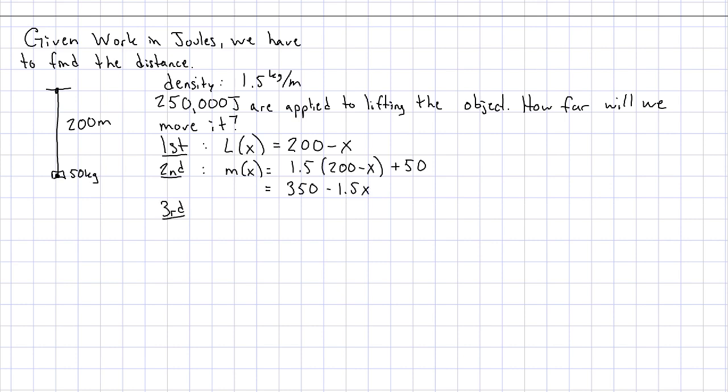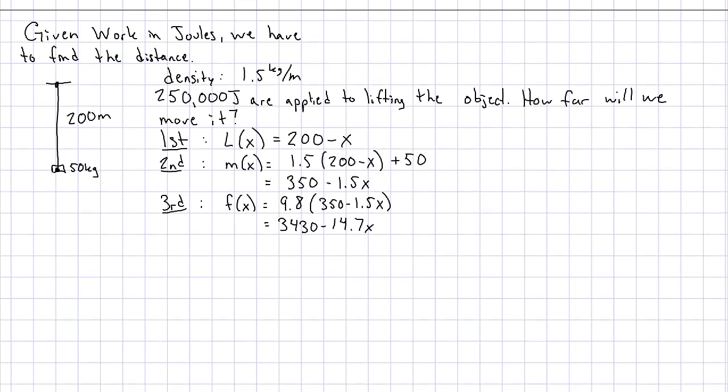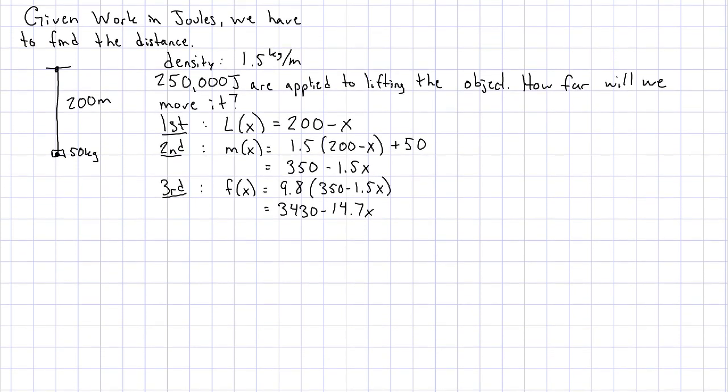The third step is going to be to write the force function, which will always be gravity times your mass function. And when I multiply all of that out, I get 3,430 minus 14.7x. So this is what needs to go into my integral. That's my force function. So the fourth step is to write my integral. So work equals the integral of my force function, which is 3430 minus 14.7x dx.